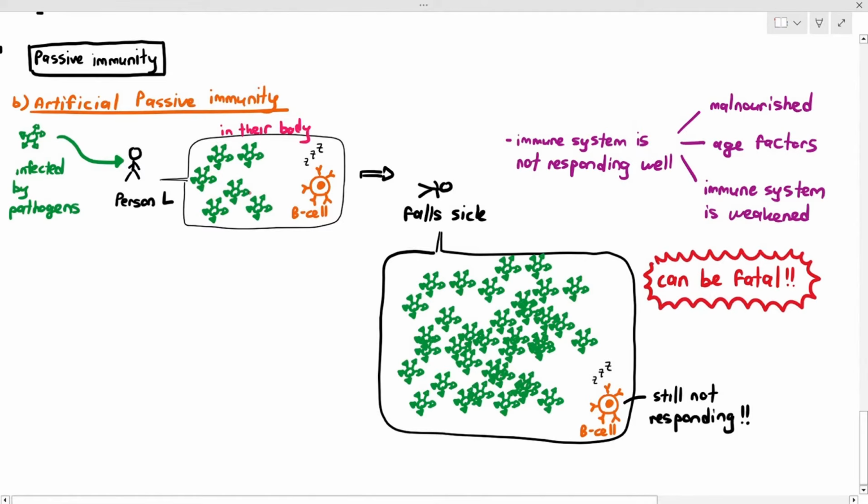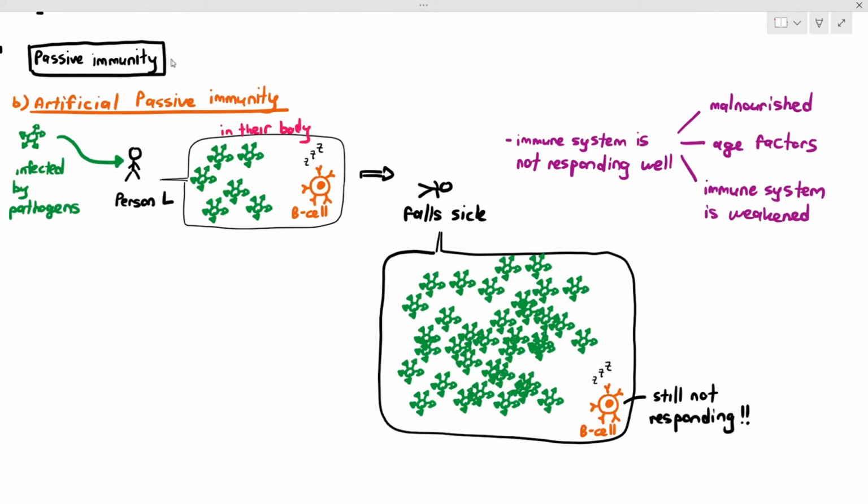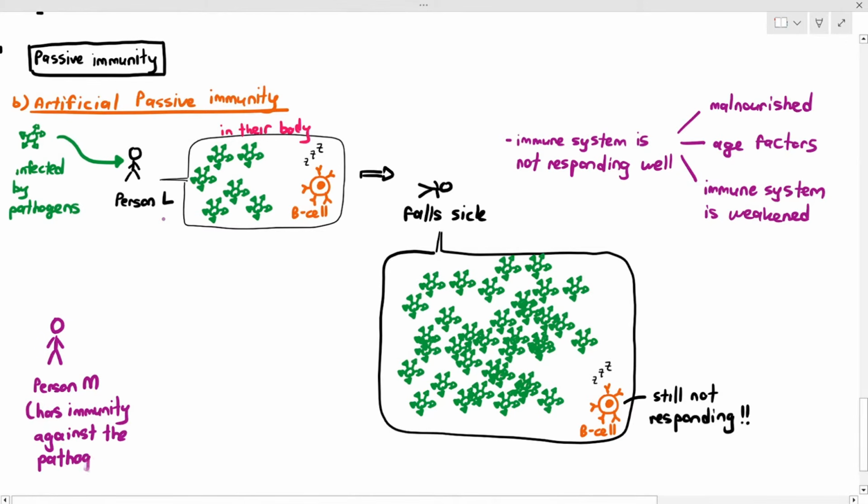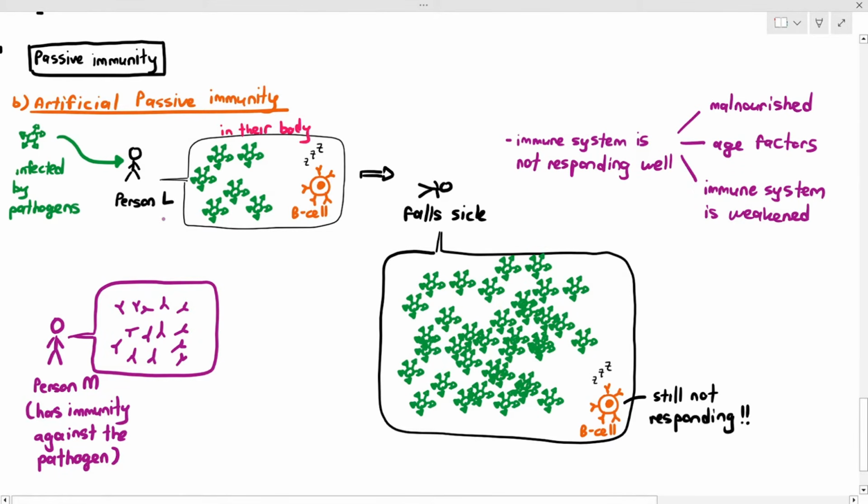So in this case, what we have to do is we have to provide person L with antibodies. Then you might be thinking, where do we get the antibodies from? Without going into the detail of this, let's look at person M. Person M is a particular individual who has immunity against the pathogen. And because they have immunity against the pathogen, they can produce antibodies. So, which means to say, if the pathogen were to infect person M, they will not fall sick because they can immediately release antibodies and eradicate the pathogen.